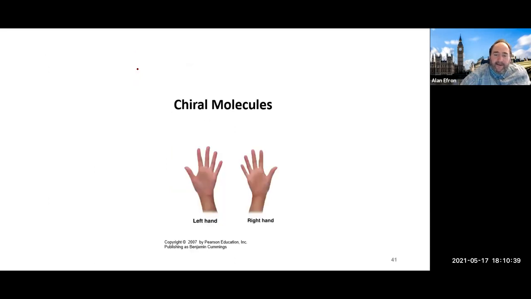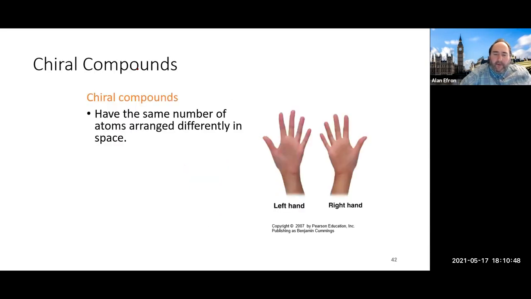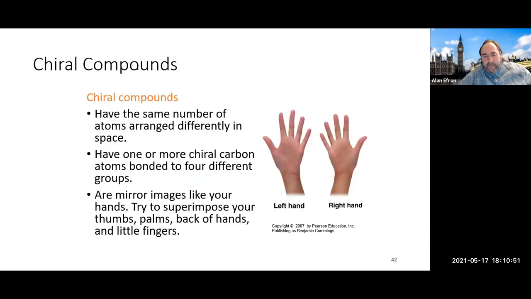So we're going to start with what a chiral molecule is and what chiral means. When we talk about chiral molecules, they basically have the same number of atoms, but they're arranged differently in three-dimensional space. In order for something to be chiral, the carbon atom needs to be attached to 4 different groups.